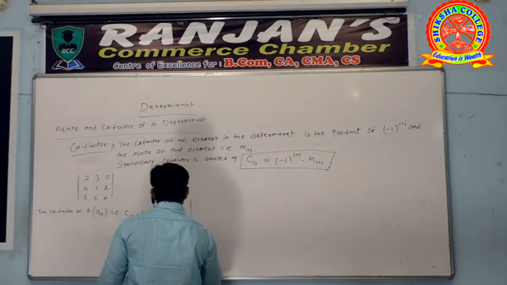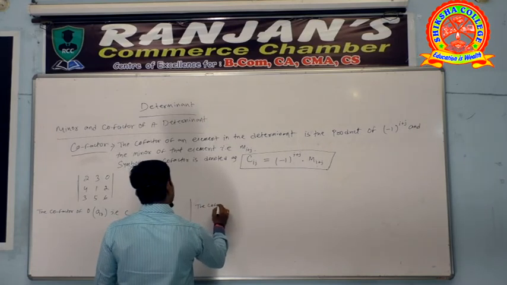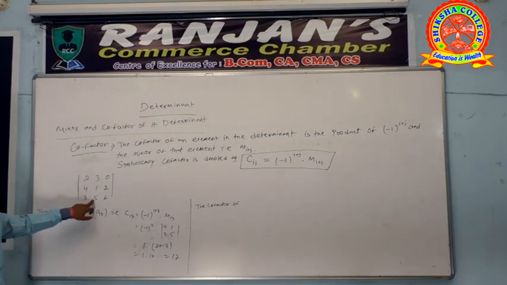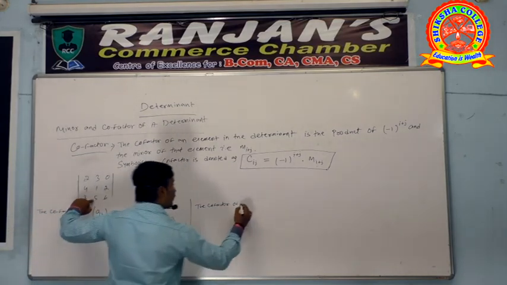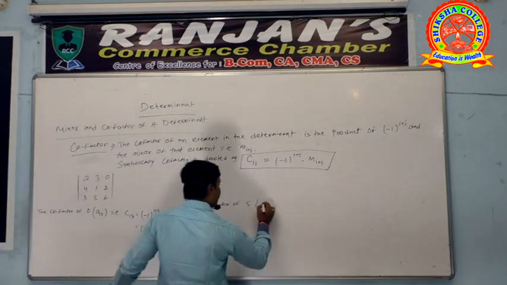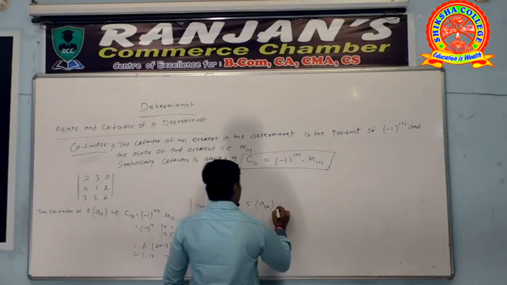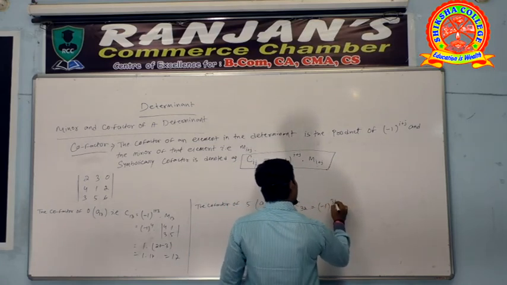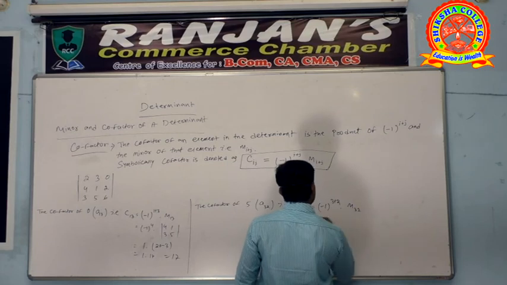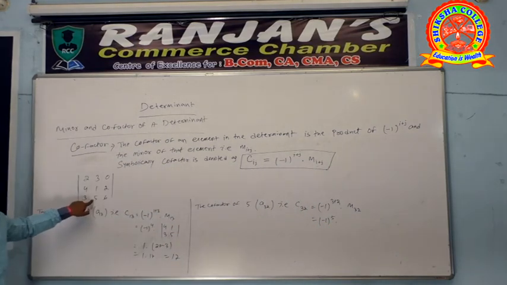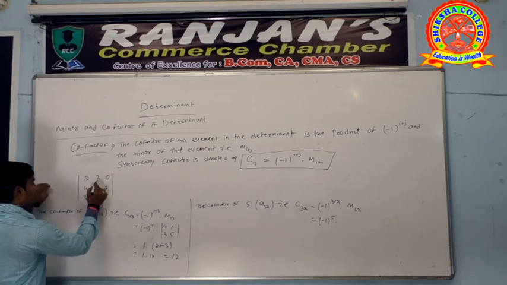Now, suppose we take the cofactor of any one value, let us take 5 over here. So what is the cofactor of 5? What is the position? A31, A32, clear? A32. That means C32 is equal to minus 1 to the power 3 plus 2 into M32. So minus 1 to the power 3 plus 2, which is 5, into M32, the minor of 5. Deleting this row and column, what is left?